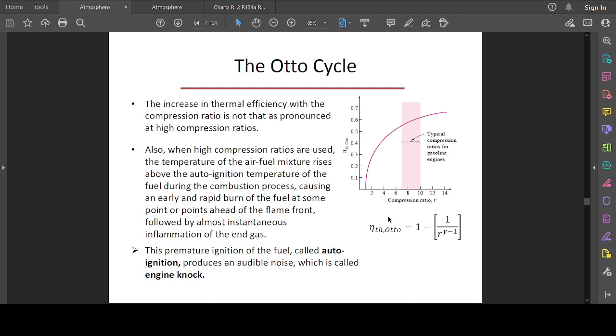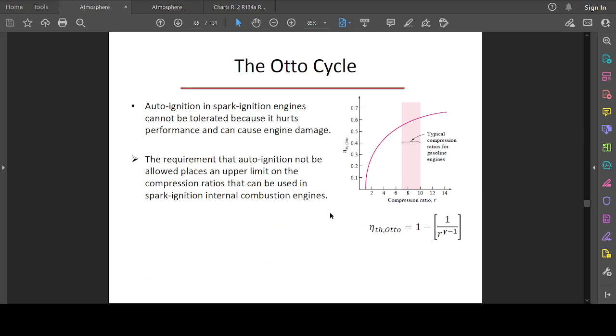So because of this, we need to control the stroke size we have in the engine in order to control the compression ratio. Okay, so the auto-ignition in a spark engine cannot be tolerated because it hurts performance and can cause damage to the engine. So the requirement that auto-ignition not be allowed places an upper limit on the compression ratio that can be used in a spark ignition internal combustion engine.